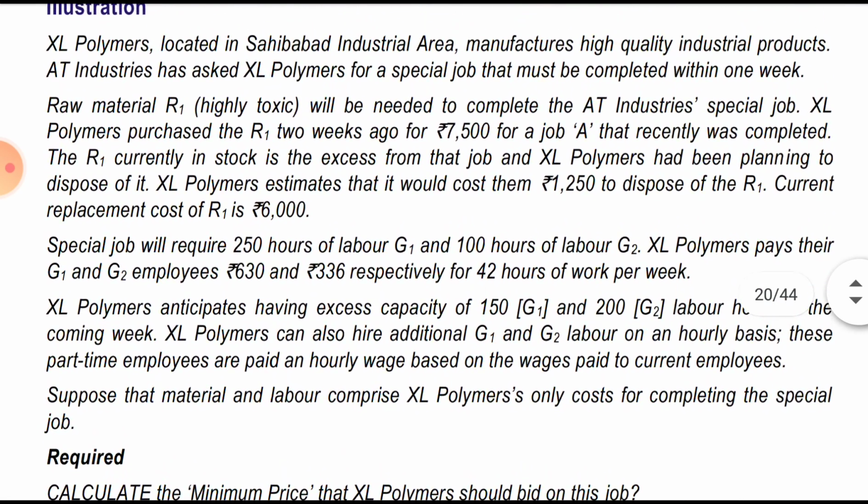See, what price will we charge? First of all, we will look at raw material R1. We had purchased that material 2 weeks ago only, and we have it in our stock, and instead of disposing of it at cost, we can use it for production for 80 Industries, so that can save us 1,250. So there will be a saving of 1,250 in raw material.